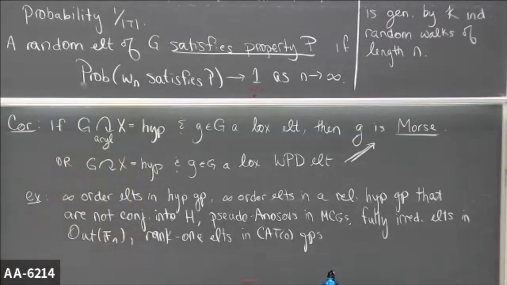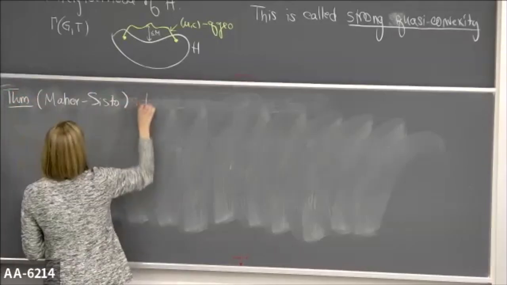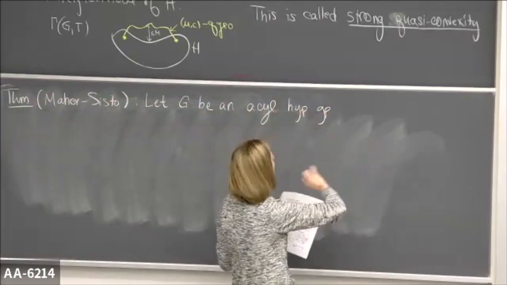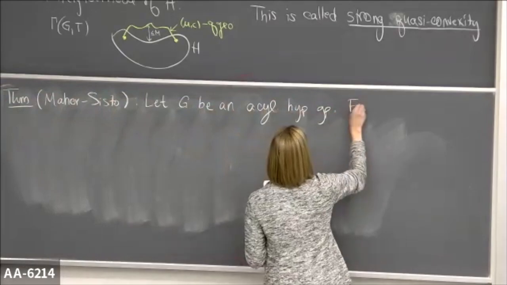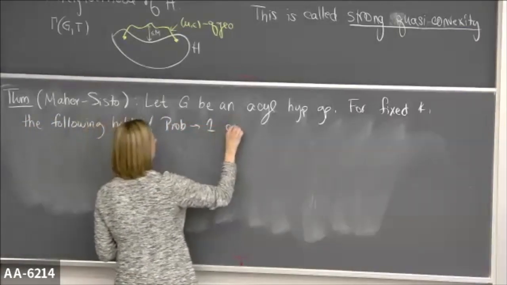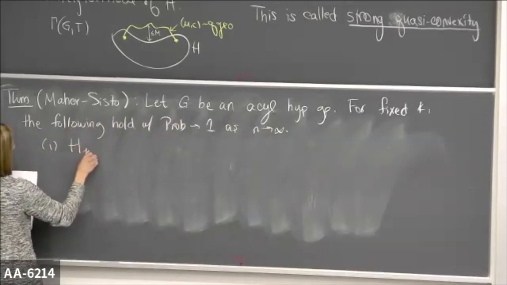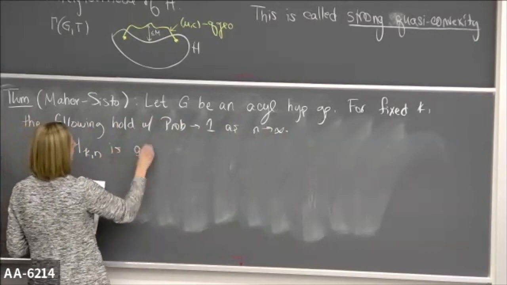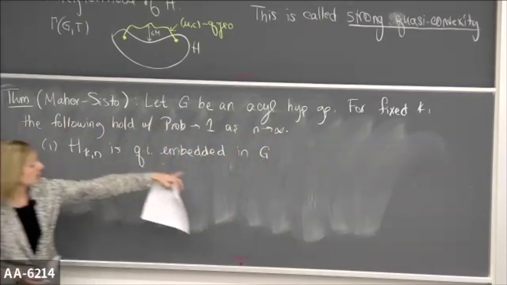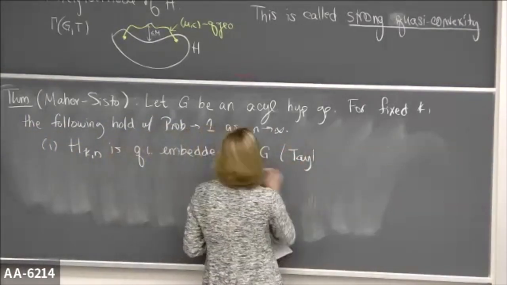The theorem, which is due to Maher and Sisto, is that these K-generated random subgroups are hyperbolically embedded, and actually a little bit more. So let G be an acylindrically hyperbolic group, and again, I'm assuming that the maximal finite normal subgroup is trivial. For a fixed K, the following hold with probability approaching 1 as n approaches infinity. The first is that this random K-generated subgroup is quasi-isometrically embedded in G. When I say G, I mean the Cayley graph of G with respect to that finite generating set T. This was originally proven by Taylor and Tiozzo, and it was reproven in this paper.